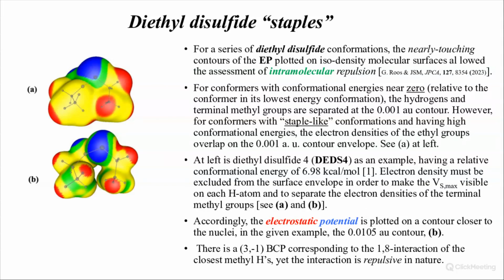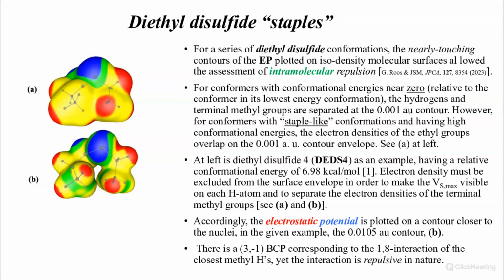So we ended up, and I'm just going to show this very briefly, she had a series of diethyl disulfides with different conformations, and some of them were relative energy of 0. And then there would be these ones that look like a staple. Look at the bottom plot here. Looks like a staple and has a high conformational energy. And what we found is that the higher the conformational energy, the higher the contour to get to this nearly touching point, as you see at the bottom here.